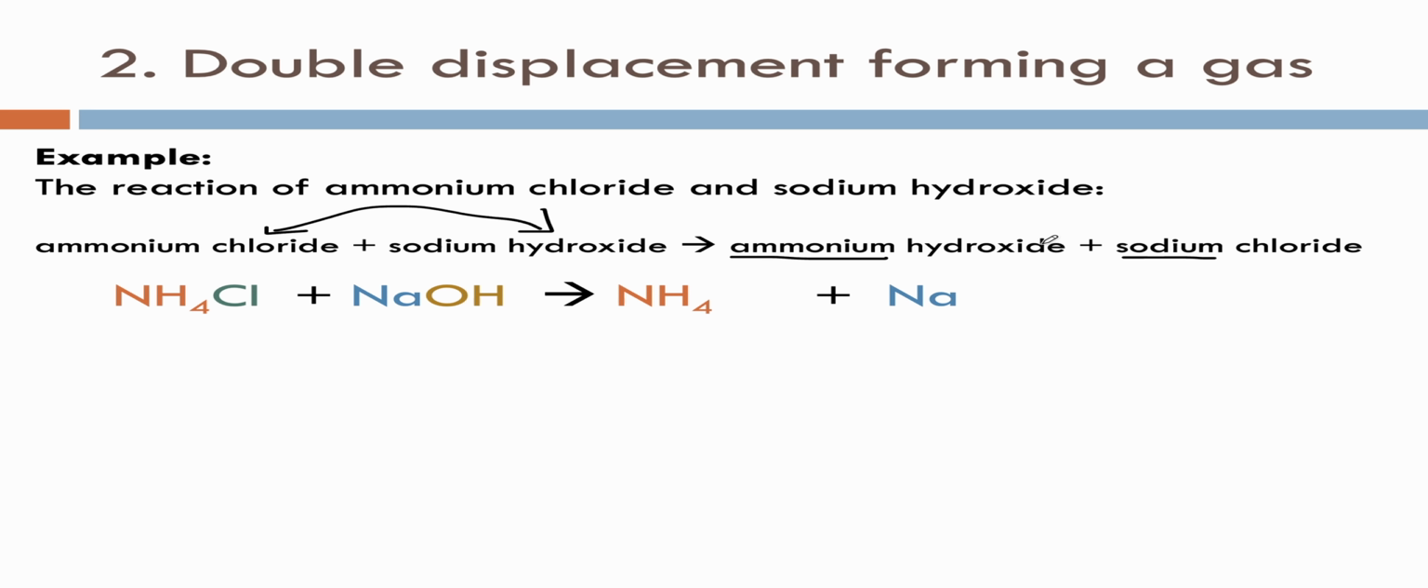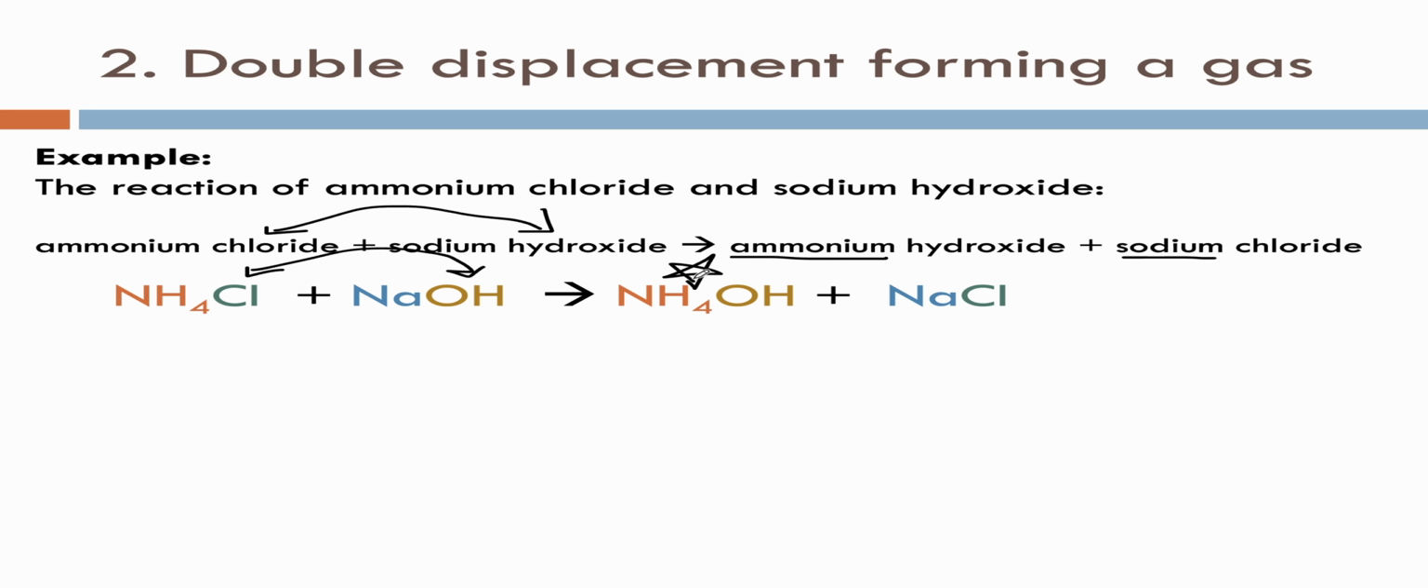Here it is in its chemical equation form: ammonium chloride, sodium hydroxide. Swap the chlorine with the hydroxide and keep the ammonium and the sodium in place. We'll get ammonium hydroxide and sodium chloride. As soon as you see that ammonium hydroxide, put a star beside it. That is one of your two unstable products.